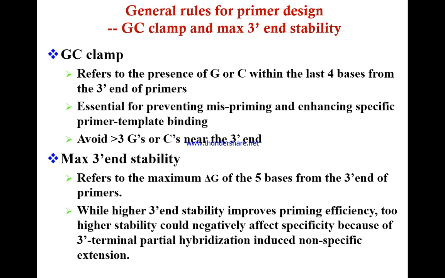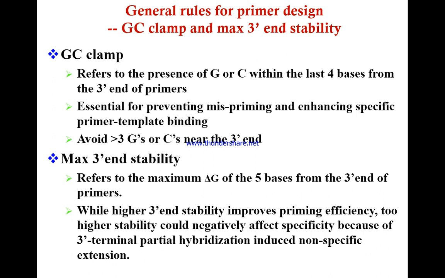General rules for primer design: GC clamp and max 3' end stability. What is GC clamp? It refers to the presence of G or C within the last 4 bases from the 3' end of the primer. It is essential for preventing mispriming and enhances specific primer template binding. Avoid more than 3 G or C's near the 3' end.